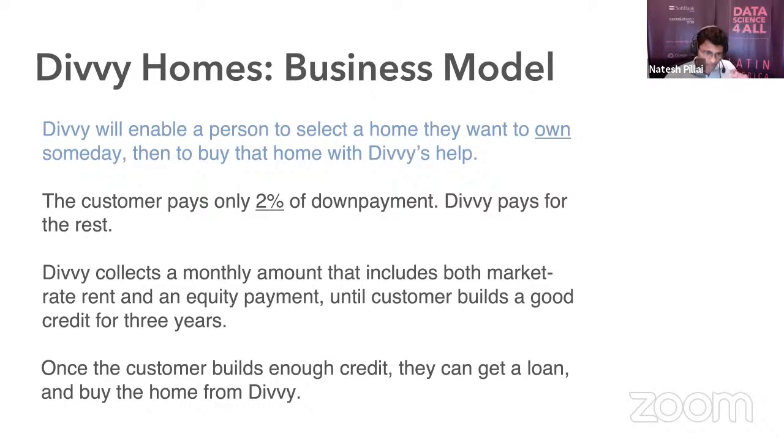So the hope, and this is the business model, this is the innovation, is that once the customer builds enough credit, they can get a loan. And how will they get a loan? Because they've built enough credit, and also they've built enough equity because they've been paying Divi for a while. Once they do both of these, they can buy the home from Divi, right? That's the idea. Let me pause here.